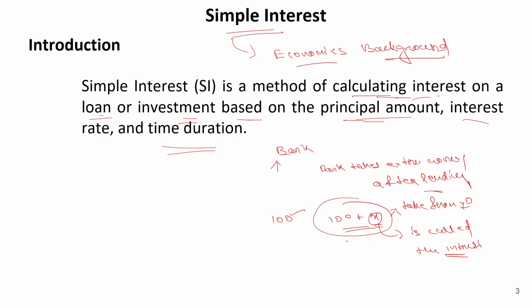Now, if I borrow that money for 1 year and someone else borrows it for 2 years, is the X always the same? Let's say Anup borrows 100 rupees from the bank for 1 year, and Anuj borrows the same 100 rupees for 2 years. Will the interest be the same? The answer is no. There are several methods to calculate X, and different banks have different methods. One kind of method is simple interest.